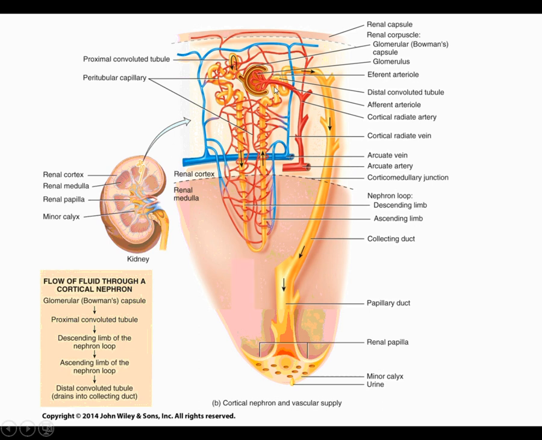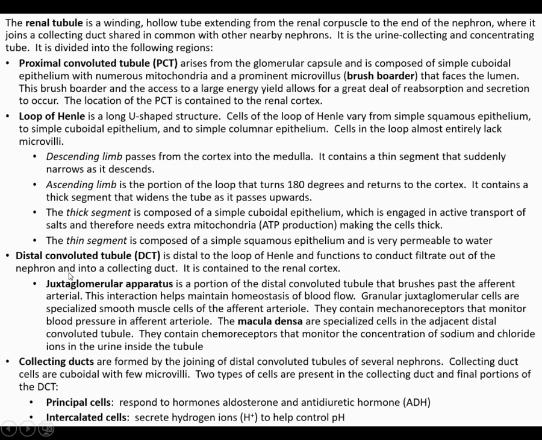So by passing by what we call the juxtaglomerular apparatus can help maintain the formation of filtrate and therefore the formation of urine. So let's read through the juxtaglomerular apparatus. Portion of the distal convoluted tubule brushing past the afferent arteriole. Interaction will help maintain the homeostasis of blood flow.